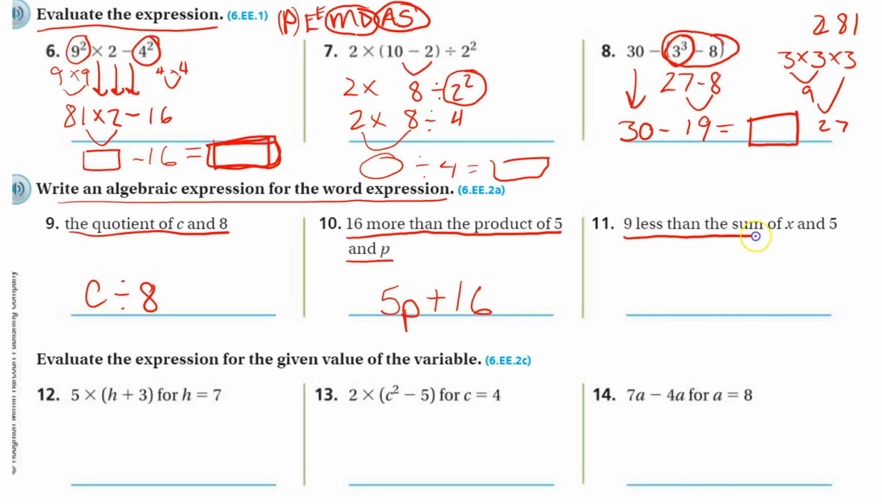Number 11, 9 less than the sum of X and 5. So we want the sum of X and 5. Sum means plus, sum of X and 5, and we want 9 less than that. Whatever this is, we want 9 less than that.